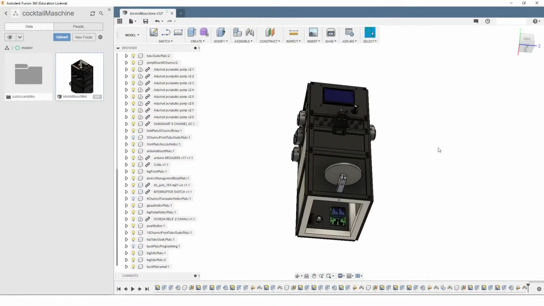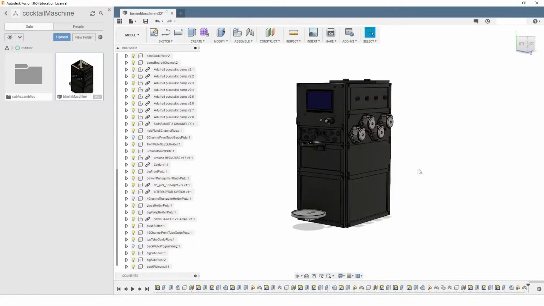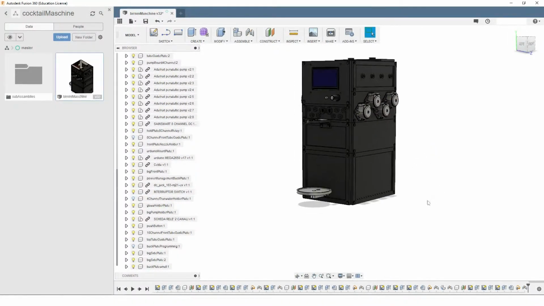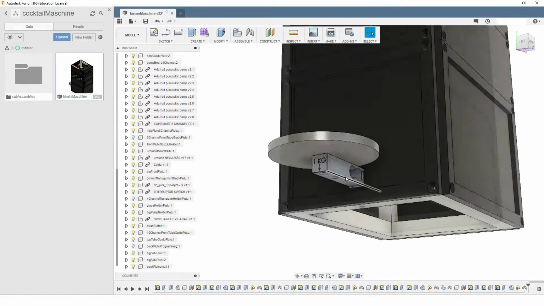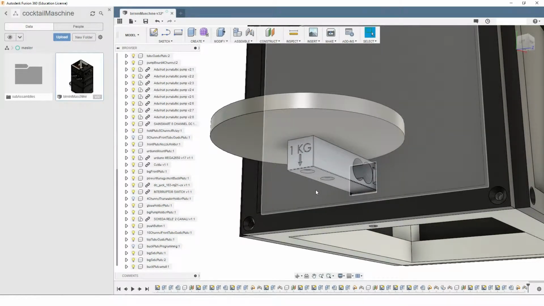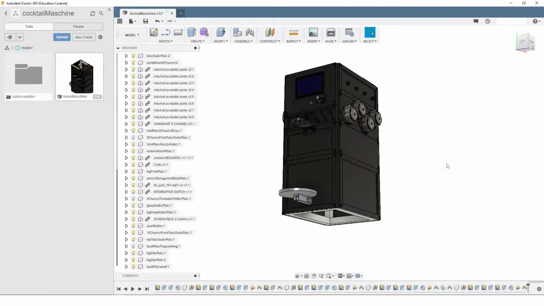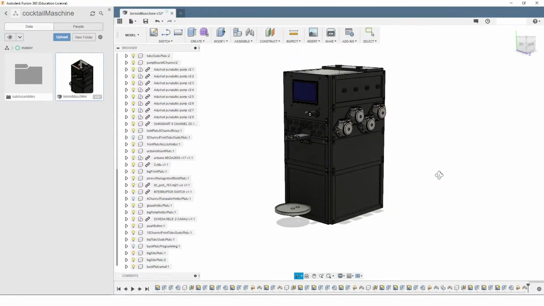An optional feature I'm not sure I will build in is a load cell on the bottom of the machine, which could be used to control the flow of the liquids, but I think that the pumps itself will be safe enough.